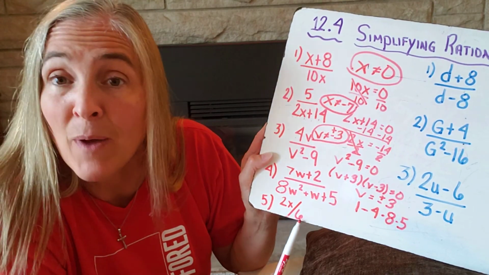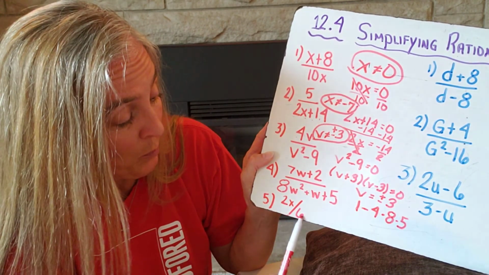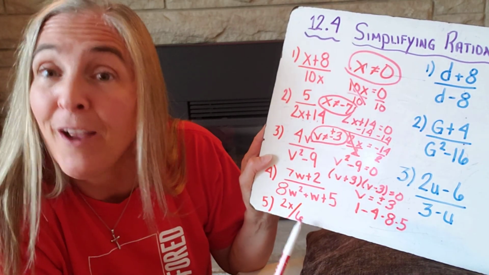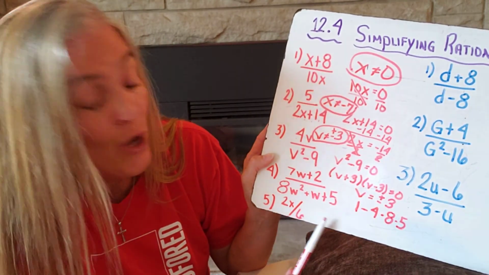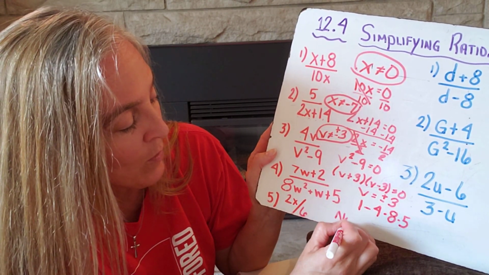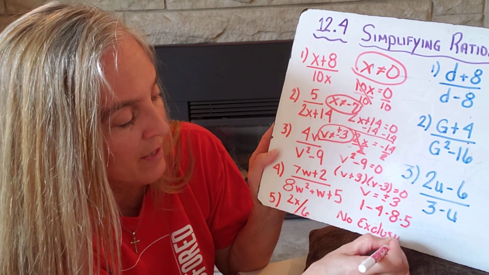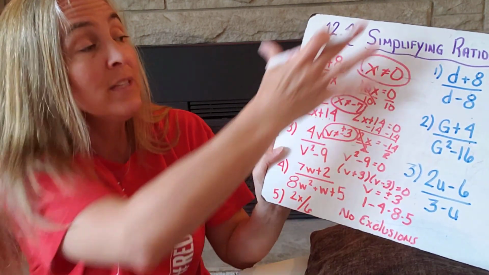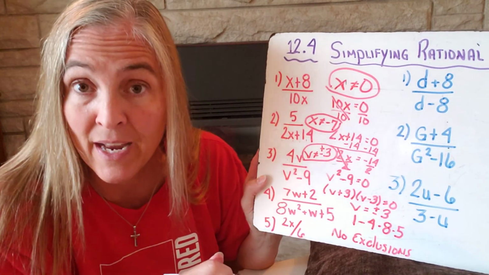Well, if 6 is my denominator, then I'm okay, because I'm not going to put anything in the denominator that's going to make it equal 0. So this one would have no excluded values, just like number 4. So there would be no exclusions because of the denominator. Okay, so this is just the first part of this lesson, is checking that denominator.